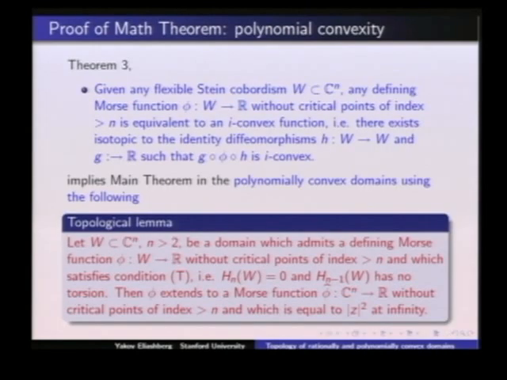So this immediately implies, it's not math theorem, I don't know why it became math theorem. It's supposed to be main theorem. This is my editor, somehow it automatically corrected my mistake. So the computer decided that main should be math. Okay, well anyway.